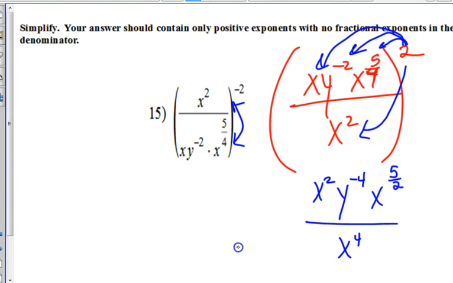What do you want to do next? You can move the y to the 4th down here. Now what? Yeah, could we just get rid of this one and divide this one down to 2? That's nice because we don't have any fractional exponents in the denominator, right? Oh, but we still need to subtract those. What happens? 5/2 minus 2 is?